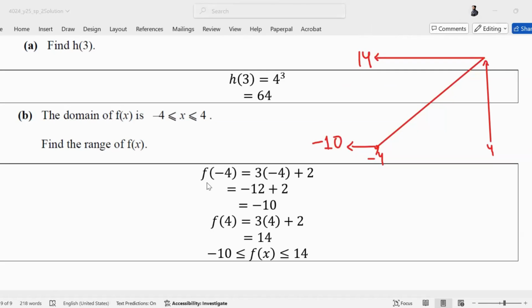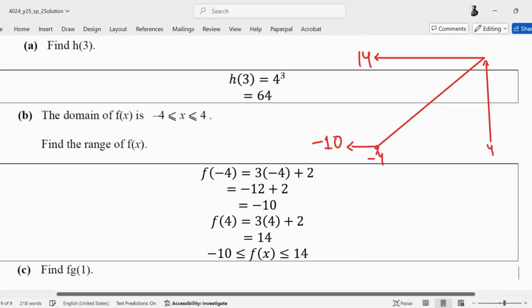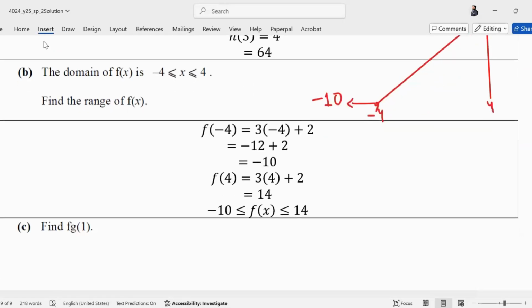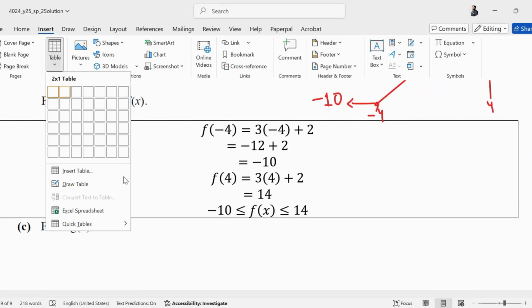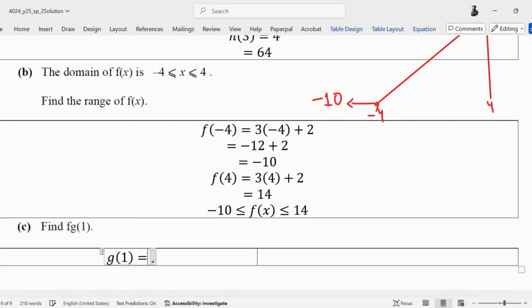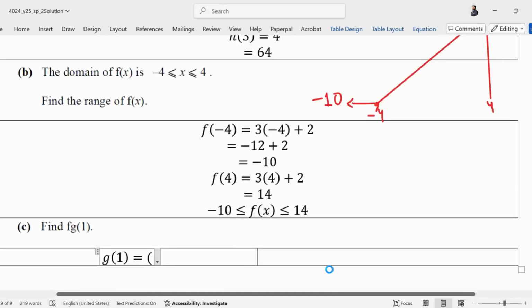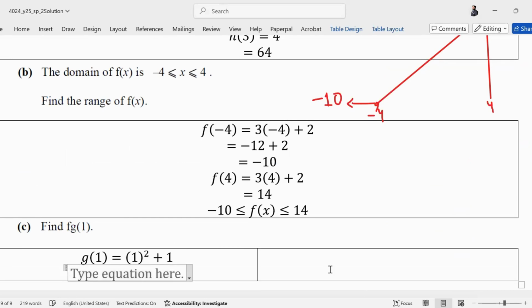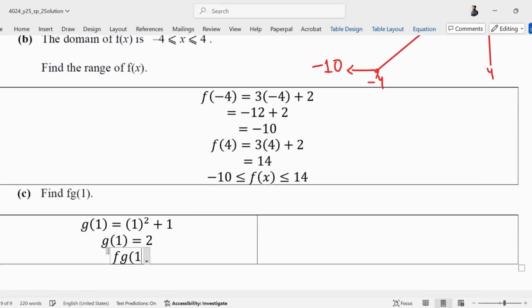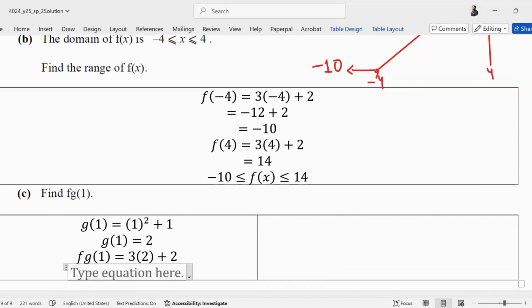Moving on to part C, it has asked me to find fg of 1. So I need to find g of 1 and then I need to plug it in f. So g of 1 is x squared plus 1, so 1 squared plus 1. g of 1 is 1 plus 1, which is 2. Now I need to plug it in f. 3 into 2 plus 2. 3 2s are 6. 6 plus 2 is 8.